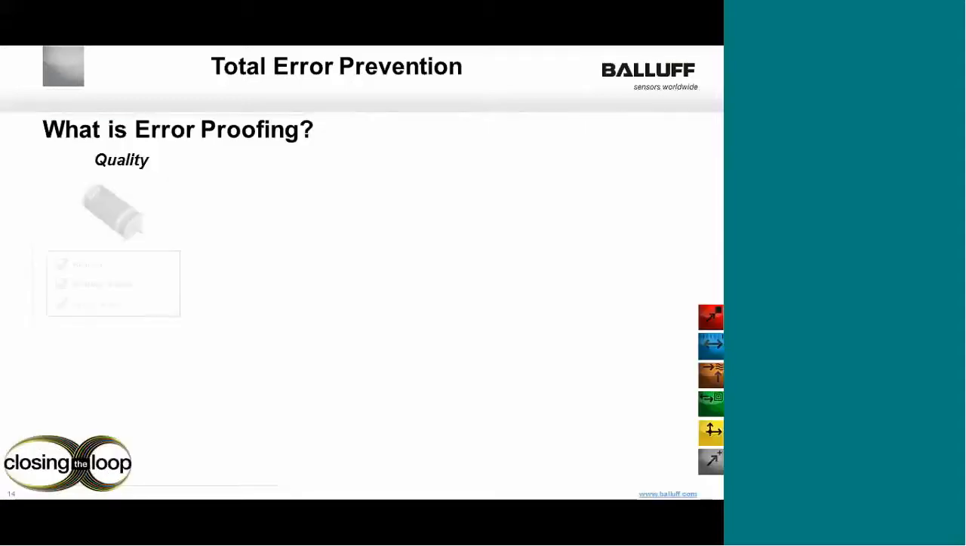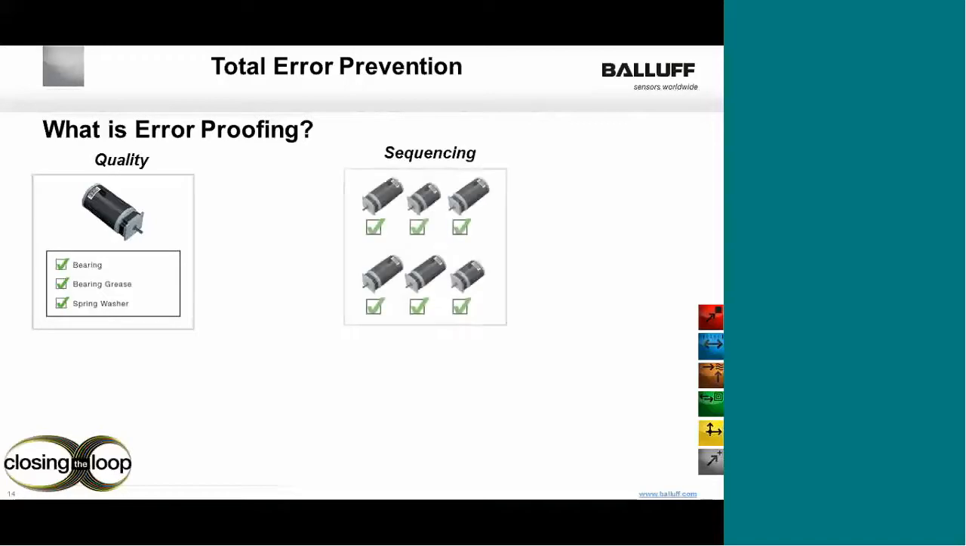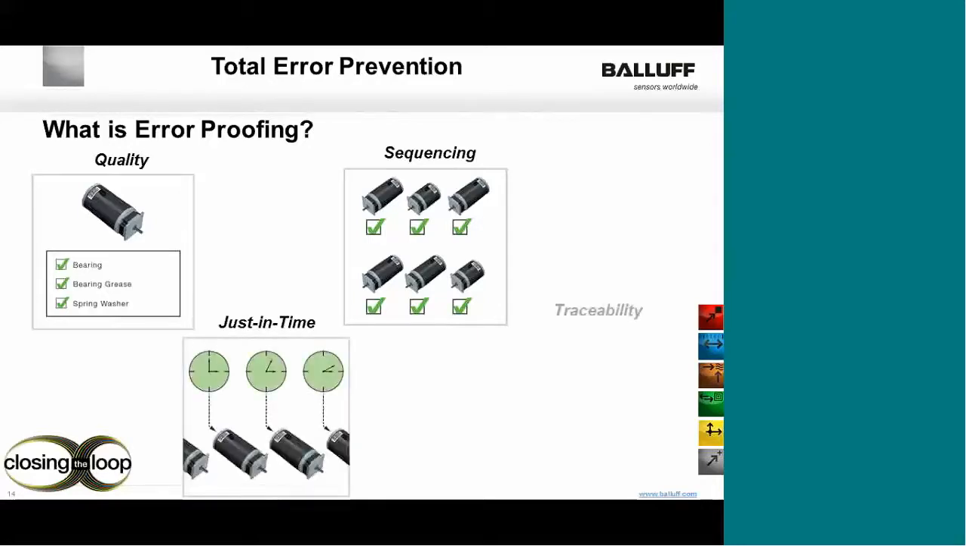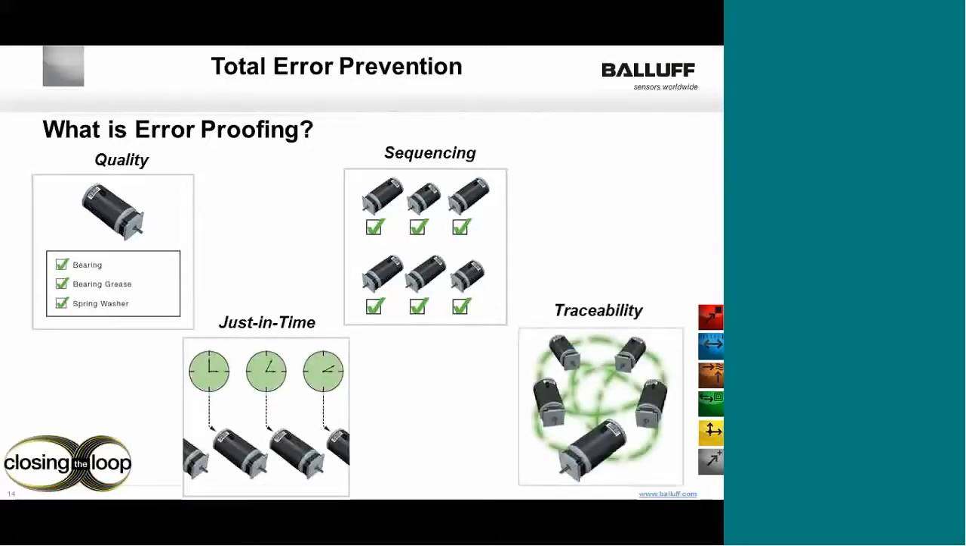So what is air proofing? It's looking at quality, it's establishing proper sequencing, having just in time the right products in the right place at the right time, and it's being able to trace those products within their facility.